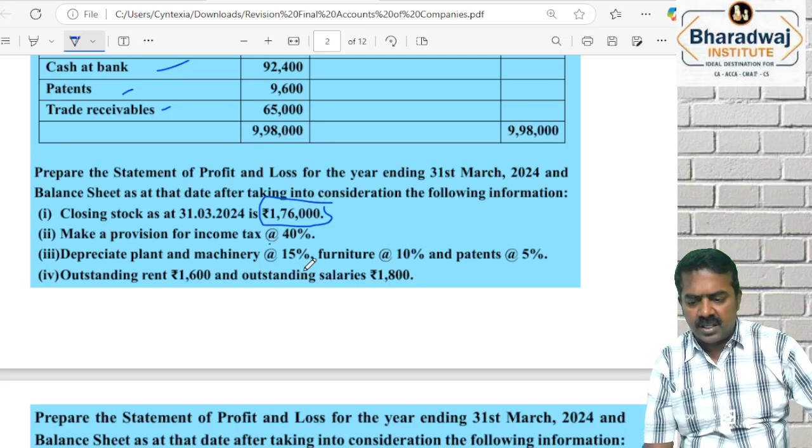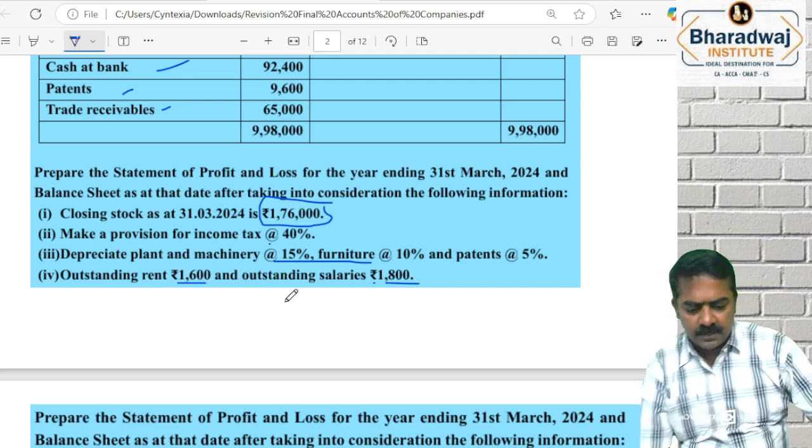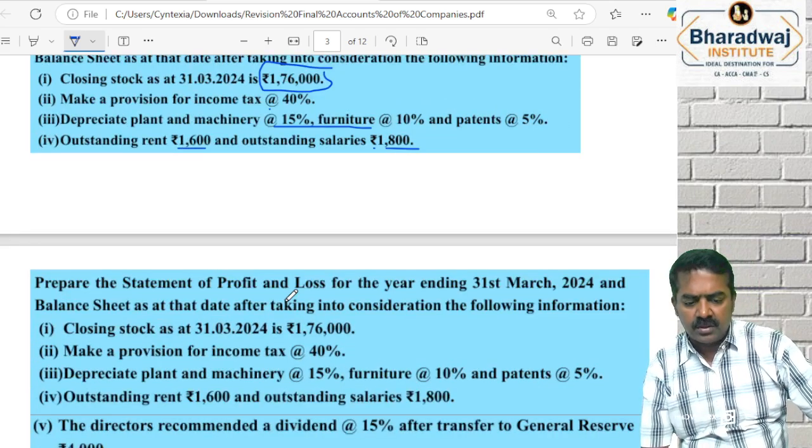Provision for income tax will come in P&L account. Depreciation, we will charge it in P&L account. Add outstanding rent and outstanding salary to the respective expense. Prepare P&L account.